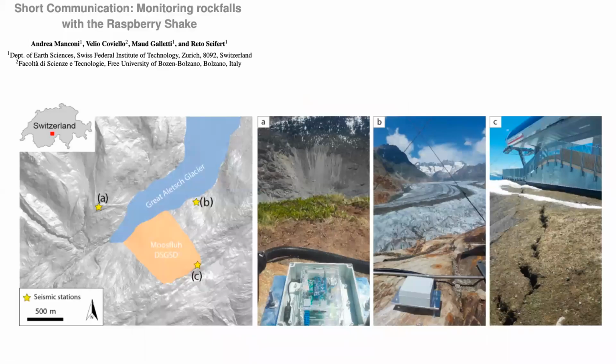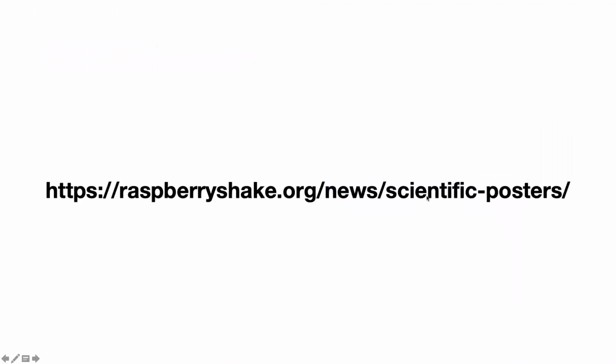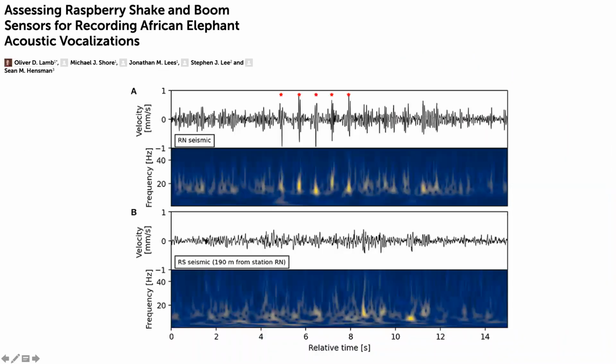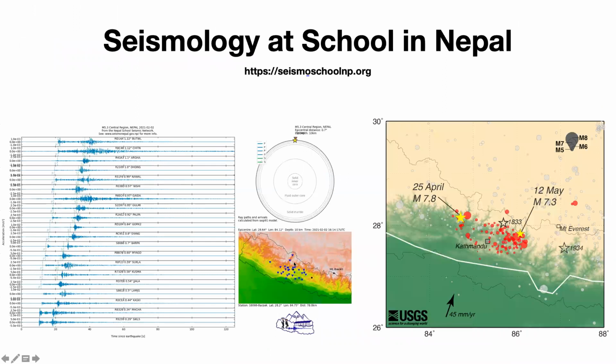Let's say this is monitoring of a landslide. In Switzerland, they put 3 seismic stations, and you can see the signal of the rockfall as it happens here. These are photos. What else is interesting to show? This is the seismic network they installed in Nepal a few years ago using only these very low-cost devices, and they installed 25 new stations in the cities and villages in central Nepal.